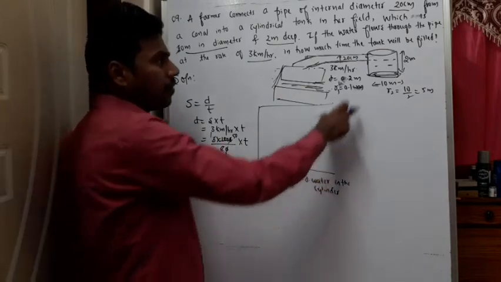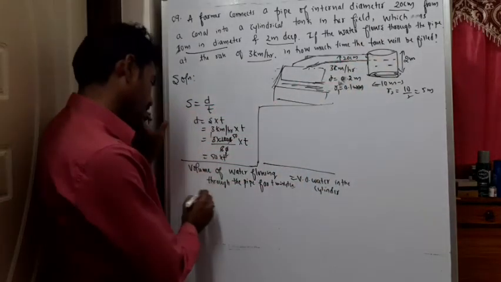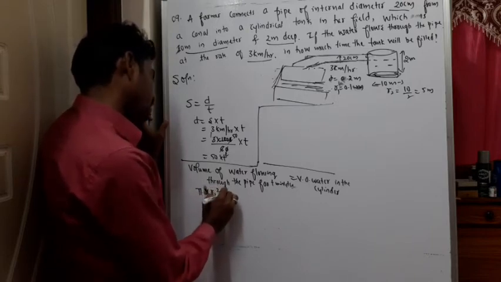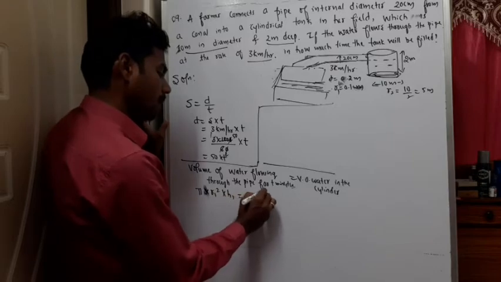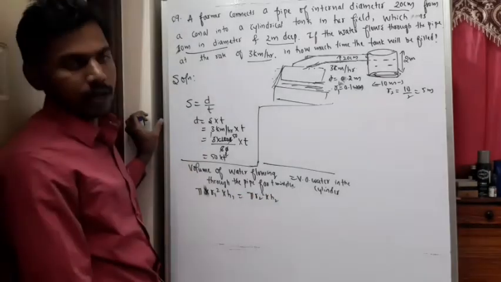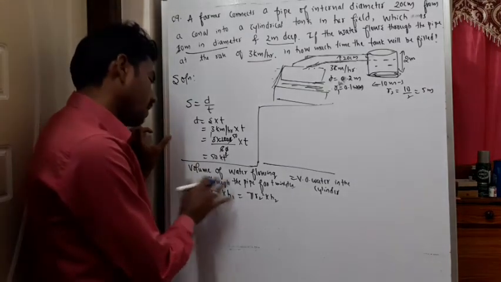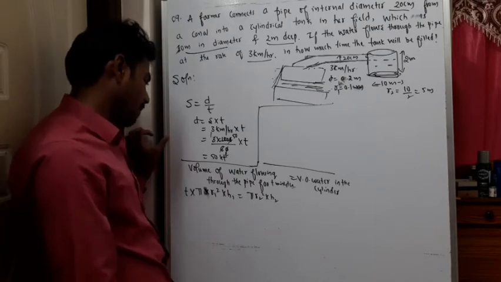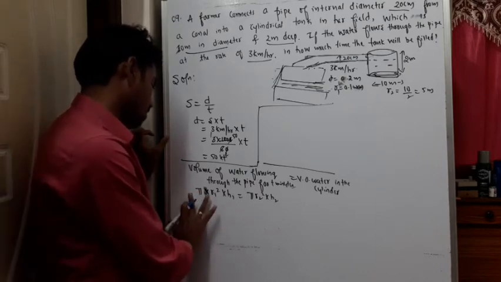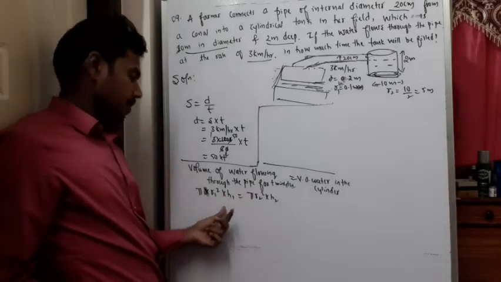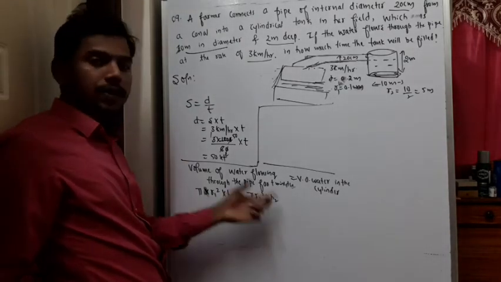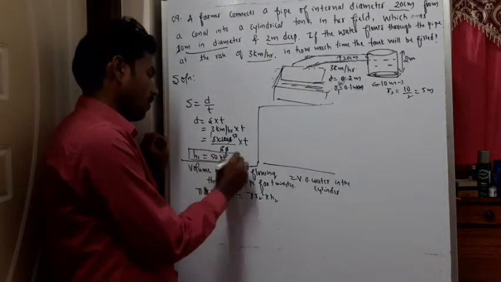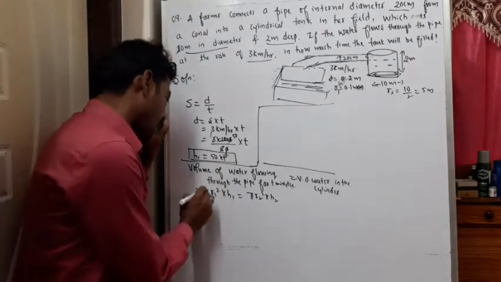Now what we need to do? We need to take the entire volume of this cylinder. So pi R1 square H1 is equal to pi R2 square H2. This is the equation that we are going to get. For how many minutes? T minutes. So already in H1 T minutes will come. Pi R1 square into H1, pi R2 square into H2. We'll write H1 in terms of T. So pi will get cancelled.